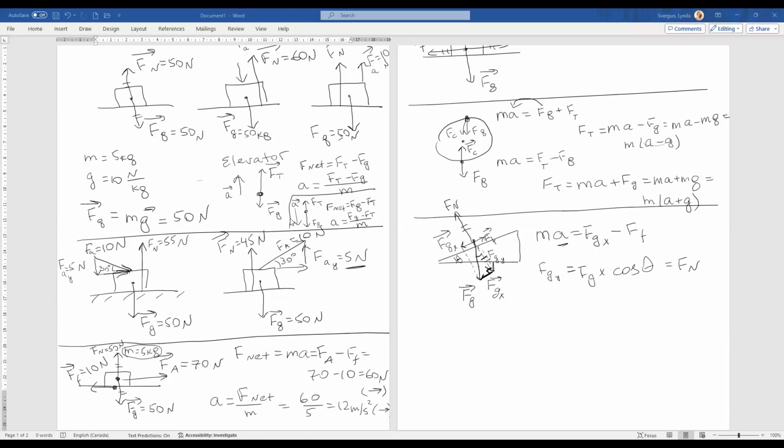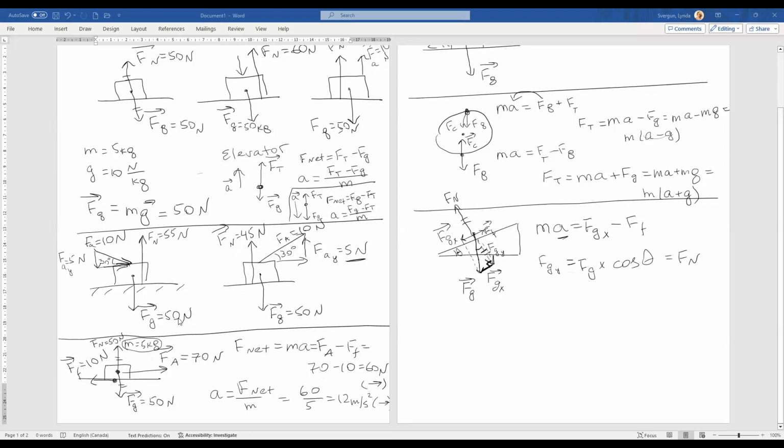And a similar idea for an object that moves down with acceleration. So force of gravity is bigger than force of tension. How to get acceleration? Net force divided by mass. Okay, on a horizontal surface, if the object is pushed by applied force at an angle, normal force will be smaller.